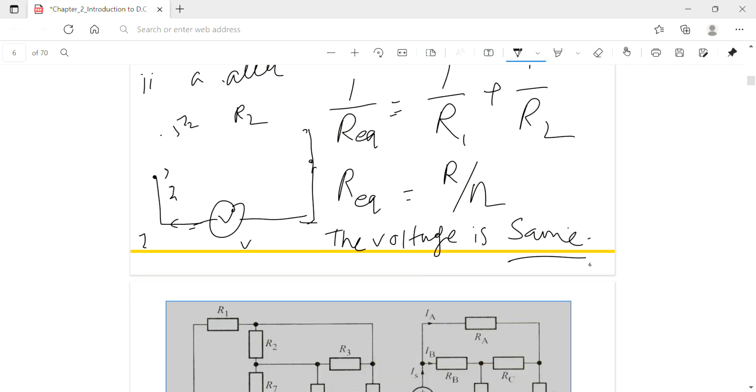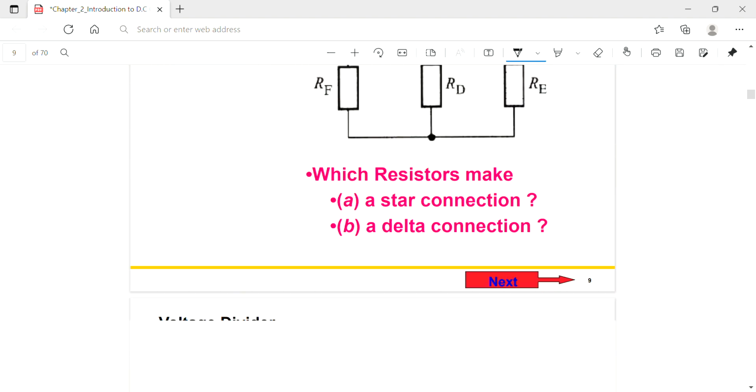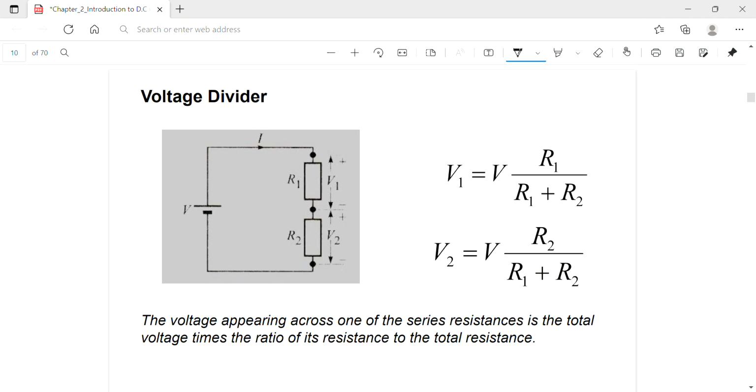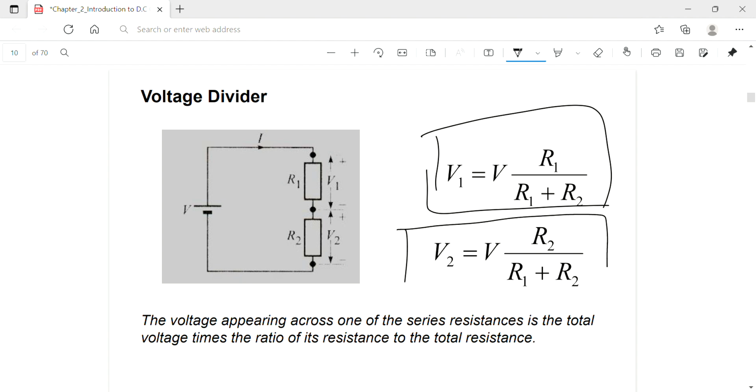Now we are going to see the voltage divider and current divider. In the earlier discussion, we saw that when two resistors are connected in series, the current is the same and the voltage is divided into two parts, V1 and V2. Now we are going to see how to calculate V1 and V2. Basically two main formulas are there. It comes in all competitive exams and theory-based questions.